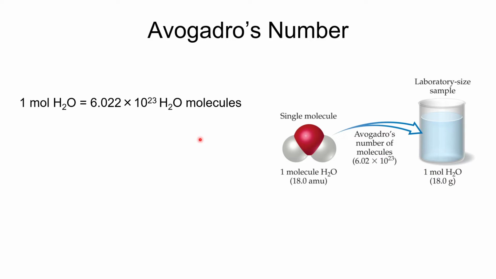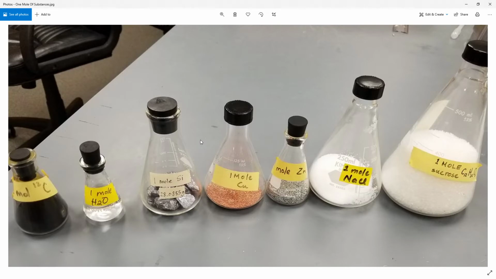All right. Typically, when I do this in class, I have a whole bunch of samples that I like to pass around and show my students. So, like, I've got water and I've got carbon. I'm going to show you a picture of what these look like. Here we go. So here's water. That's 1 mole of water, comes out to 18 grams.